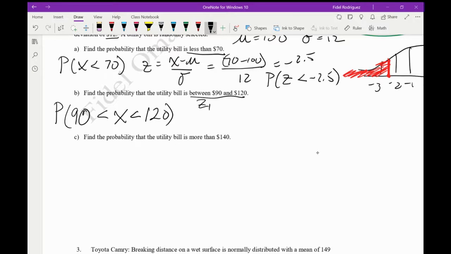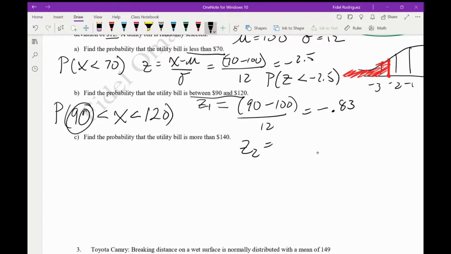I'm going to call one of them Z1, and the other one Z2. For Z1, I'm going to use 90. So what's 90 minus 100 divided by 12? Let me do that on my calculator. 90 minus 100 divided by 12. Okay, I'm coming up with a negative 0.83.